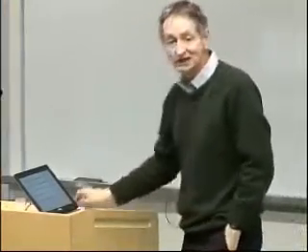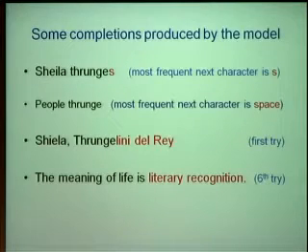Okay. So you can do little experiments on it. Here's some experiments. You make up a nonsense word. And then you type Sheila Thrunge and ask what the most likely next character is. And it says an S. And you type people Thrunge. And it says the most likely next character is a space. Now, you really need to do this for lots of pairs, because this is lots of statistics. But I believe it understands that Sheila's singular and people is plural.